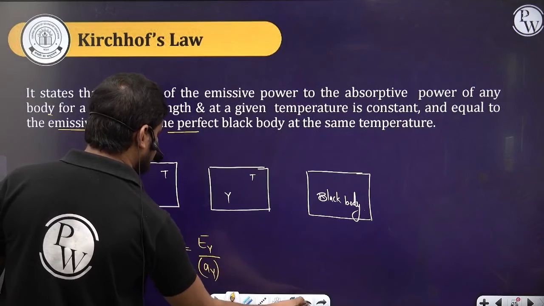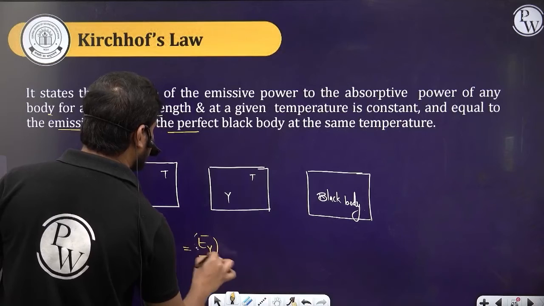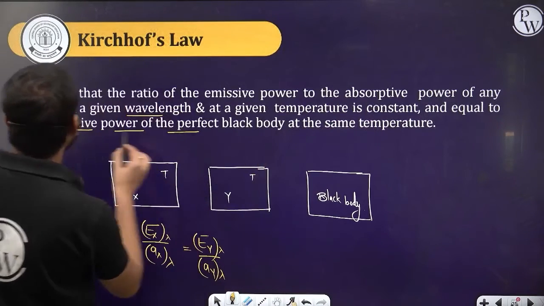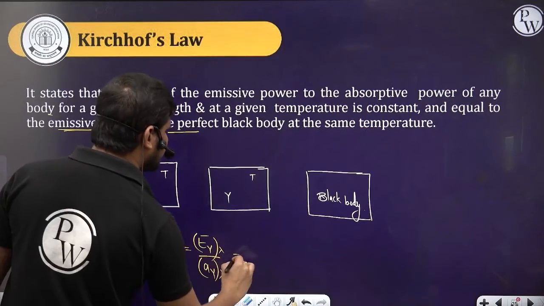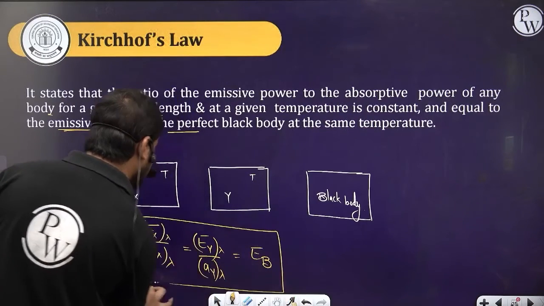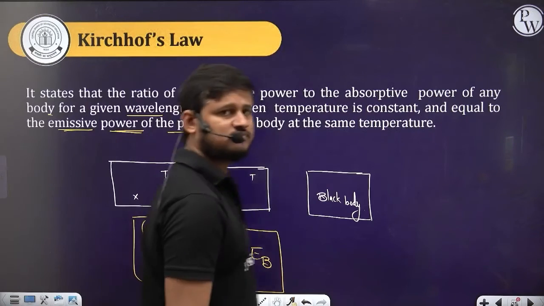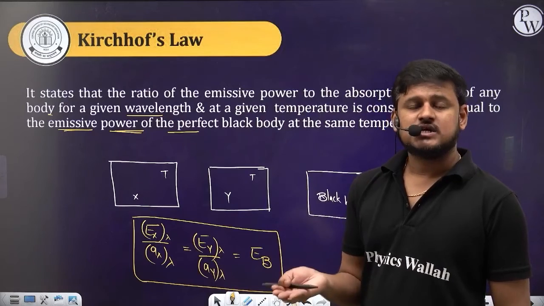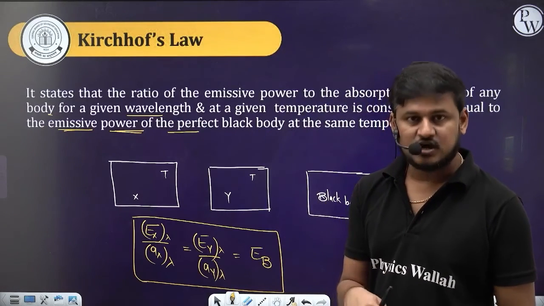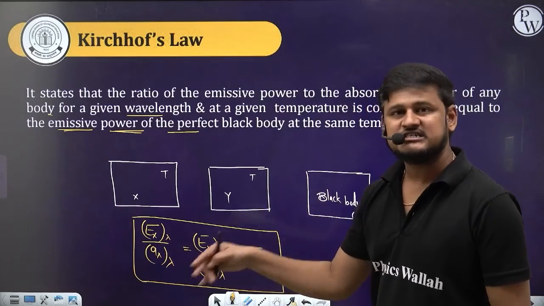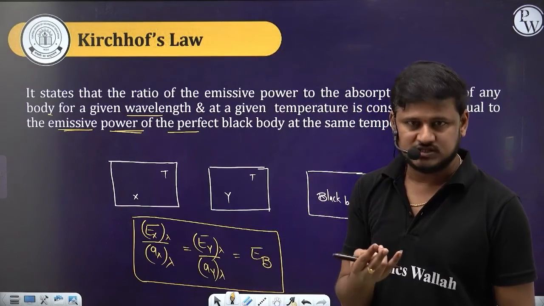So temperature I wrote, right? Yes, and lambda, the given wavelength. So which is constant, and it is equal to the emissive power of the black body. Clear this statement, everyone? That means the bodies which are good emitters are also good absorbers. That's it.